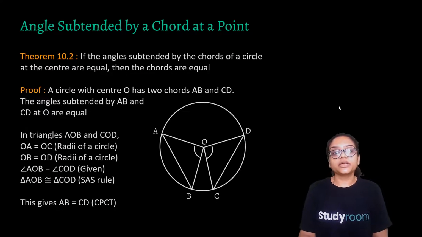If the angles subtended by the chords of a circle at the center are equal, then the chords are equal. This is just the converse of 10.1. So this can be proved in the same way. Prove that the triangles are congruent, and if the triangles are congruent, then AB equals CD by CPCT.